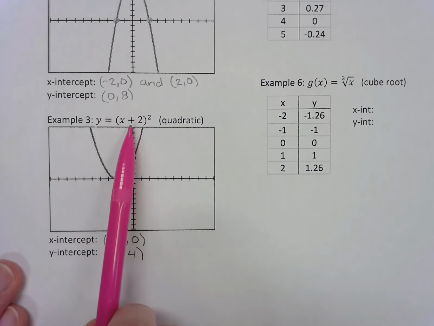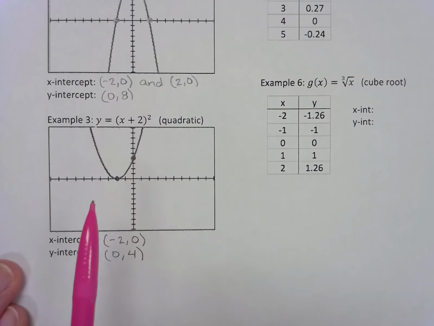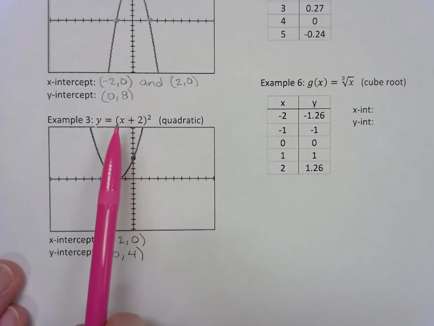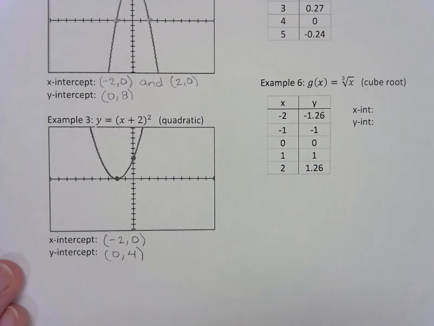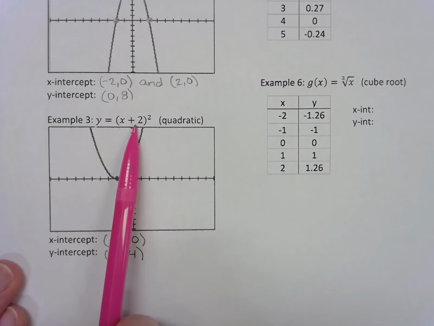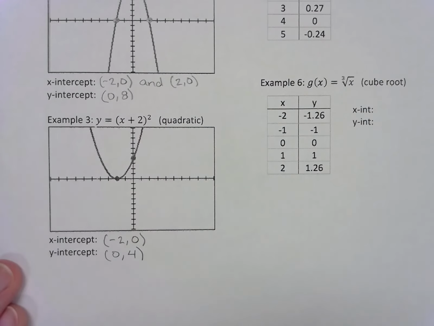This is called vertex form. It can identify the vertex, but it does not tell us anything about the y-intercept. Notice what the vertex is. It's the same as your x-intercept. So -2, 0 is your vertex. You could identify that from your vertex form as well.